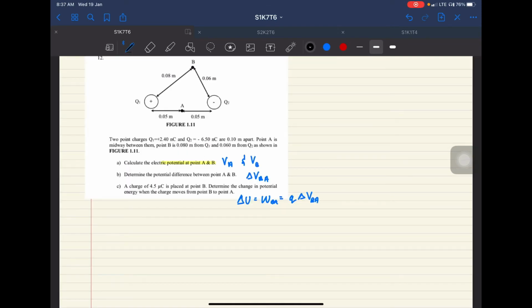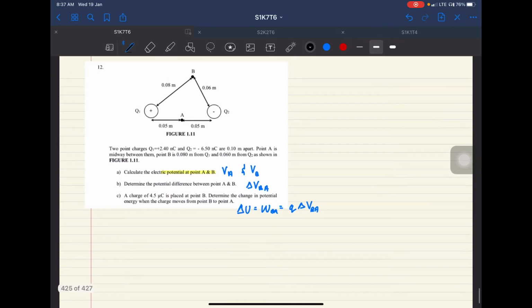Okay, and question A. If you want to calculate the potential, you can use the formula KQ over R. Remember that this is a scalar quantity, so it doesn't have any direction. You just have to substitute all the negative values inside the charge. So for Q1 and Q2, if there is a negative, you substitute negative. Then you just have to add everything up.